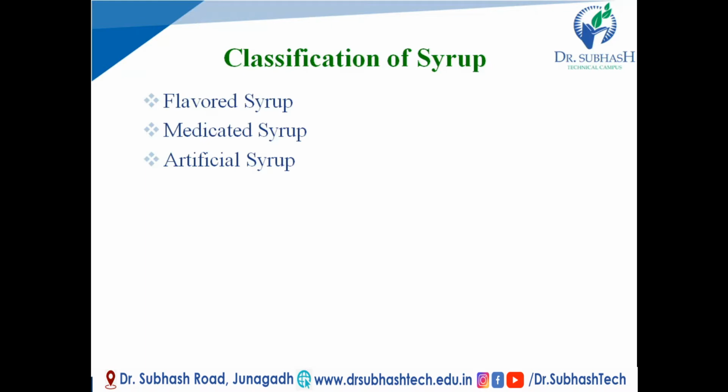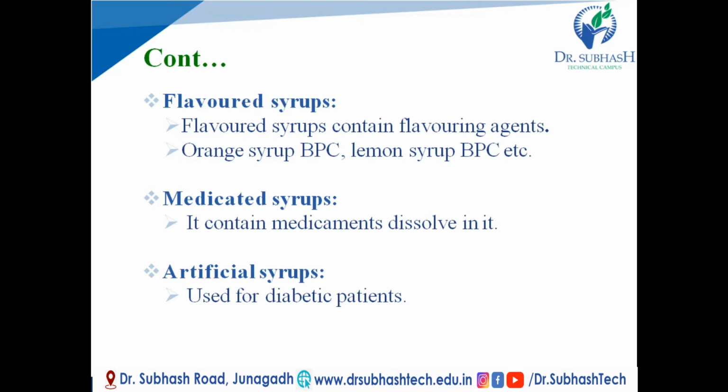So first of all, what is flavored syrup? Flavored syrup contains a flavoring agent. Examples of flavored syrup are orange syrup according to British Pharmacopoeia, and lemon syrup according to British Pharmacopoeia. Both are examples of flavored syrup.